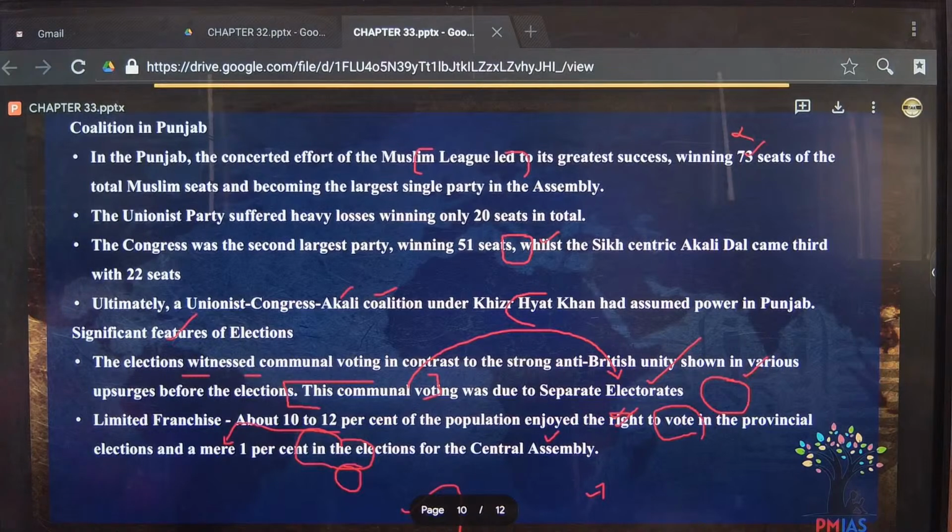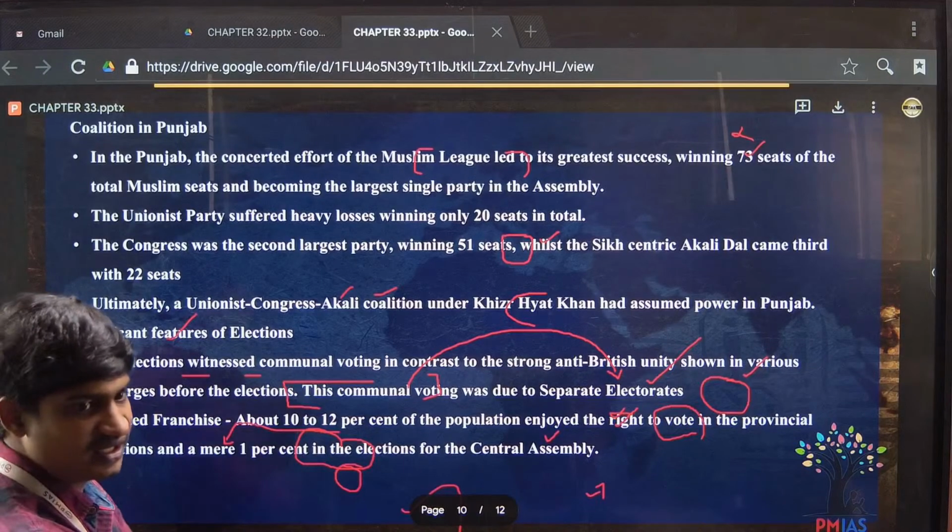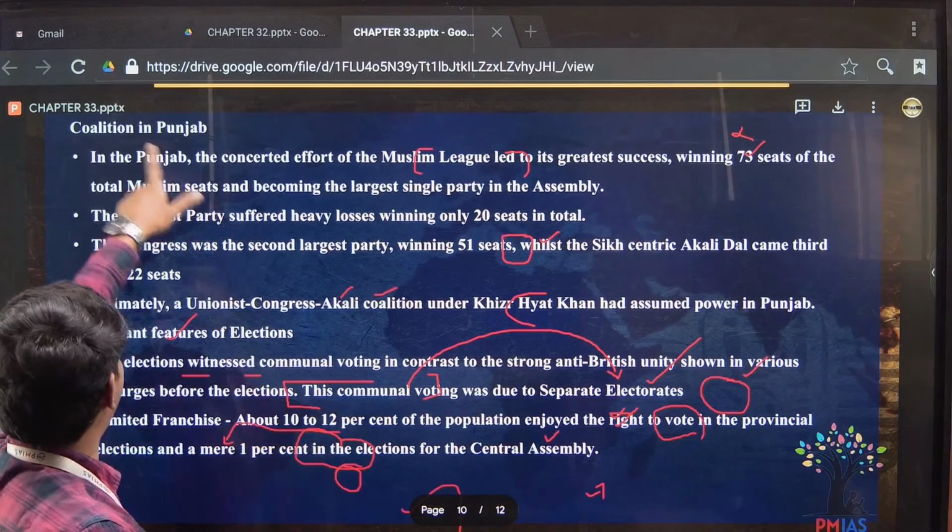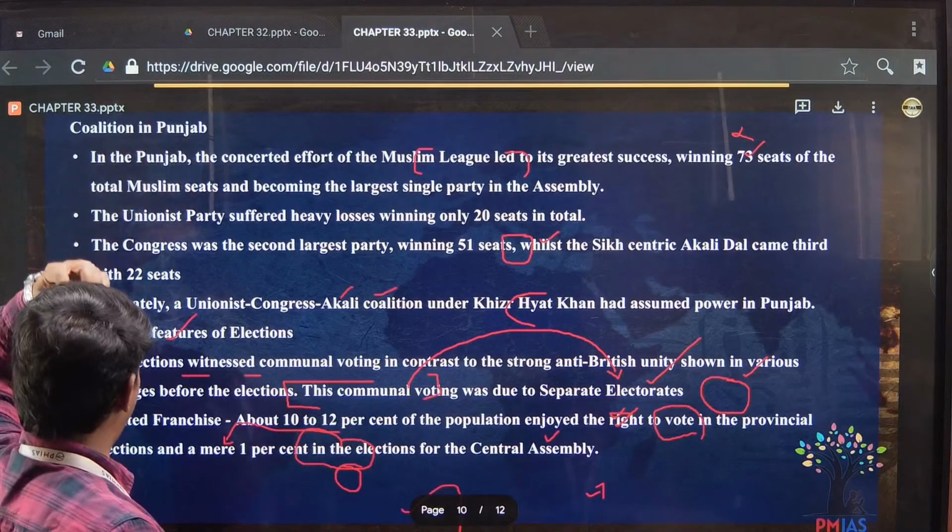And Congress was the second largest party, winning 51 seats, along with the Sikh-centric Akali Dal, which came with 22 seats. So nobody acquired the majority in Punjab, and therefore a coalition government was formed in Punjab.